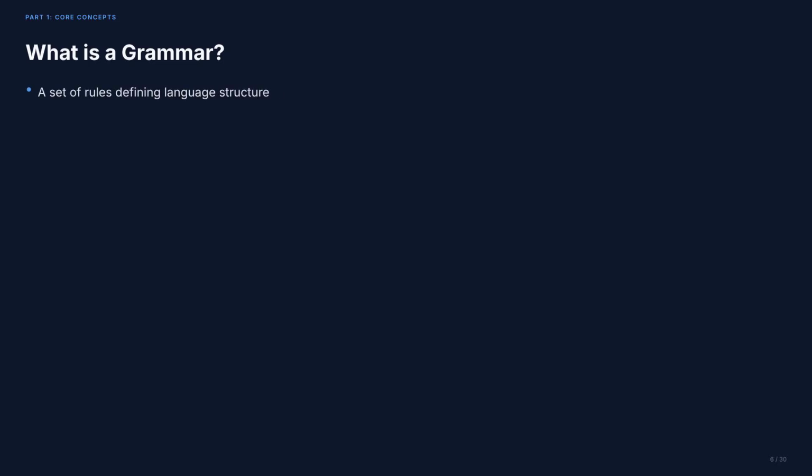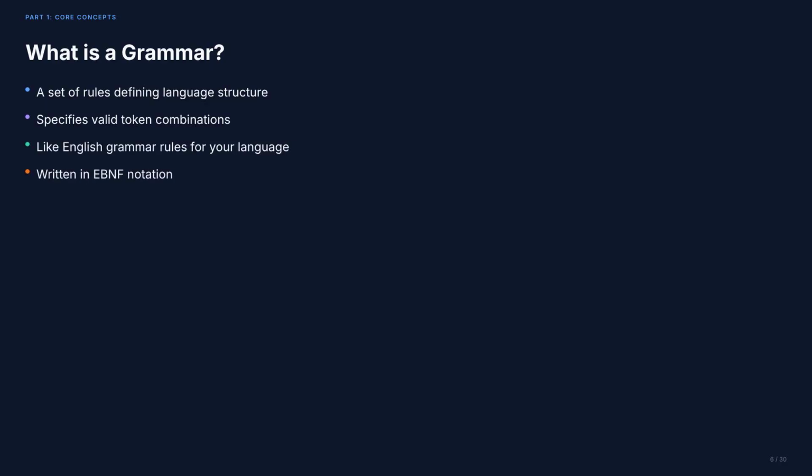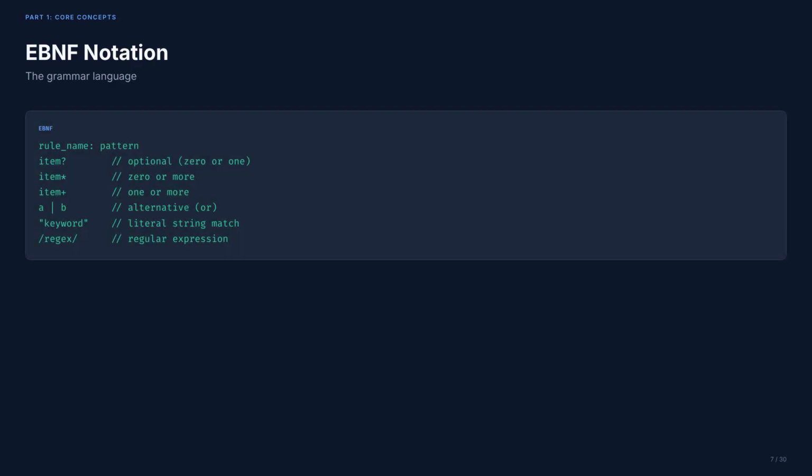The grammar is a set of rules that defines the structure of a language. It tells the parser what combinations of tokens are valid. Think of it like the rules of English grammar, but for your custom language. Most grammars use EBNF notation. A rule name followed by a colon defines a pattern. The question mark means optional. The star means 0 or more. The plus means 1 or more. And the pipe symbol means or. These simple building blocks can describe complex languages.